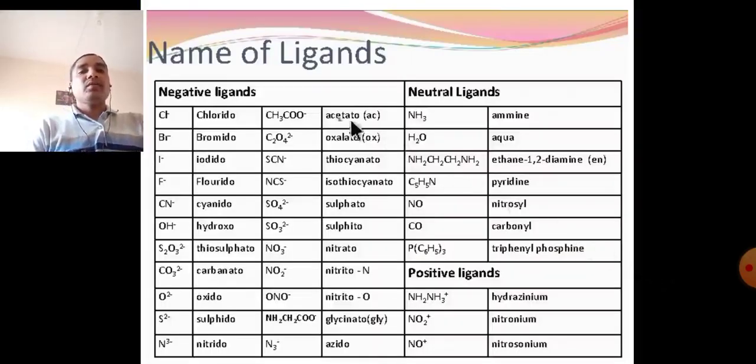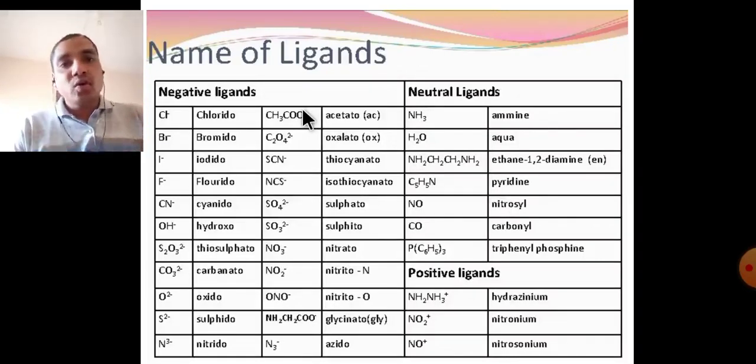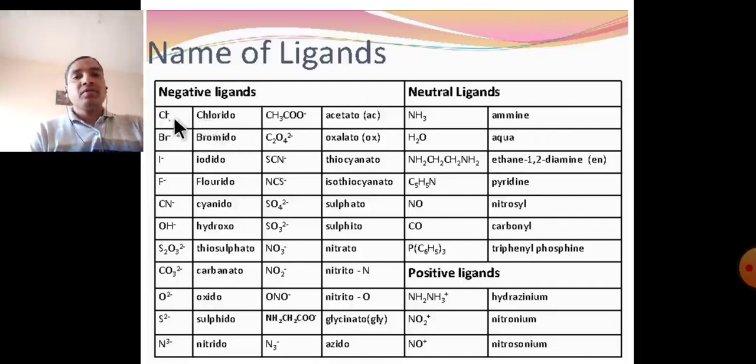Naming of ligands: for negative ligands, the common names chloride, bromide and iodide have the ending ide replaced by o. So chloride becomes chloro, bromide becomes bromo, and similarly iodo, fluoro, cyano, hydroxo, thiosulfato, carbonato and oxido.